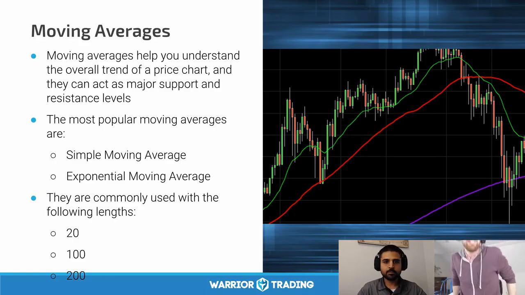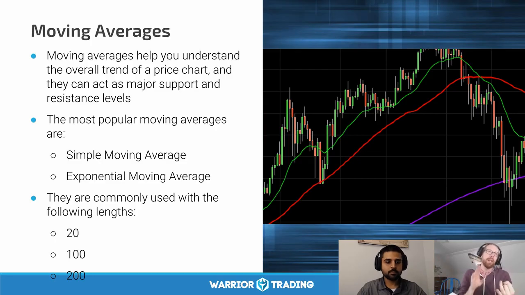So the commonly used moving average lengths would be the 20 moving average, the 100, and the 200. So a 20 moving average is the average price over the last 20 candles. And so again, this can be a little bit deceptive because the 20 moving average on a daily chart, well, the average price over the last 20 days is different from the average price over the last 20 minutes if you're using a 1 minute candle. So the 20 moving average is not the same on all charts. It's really relative to whichever time frame you're looking at.